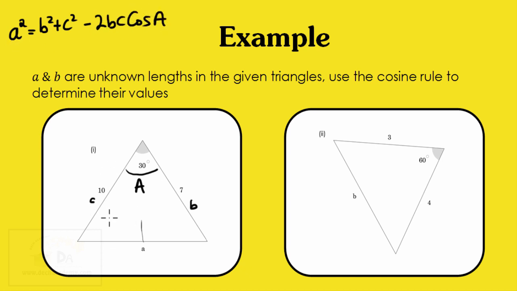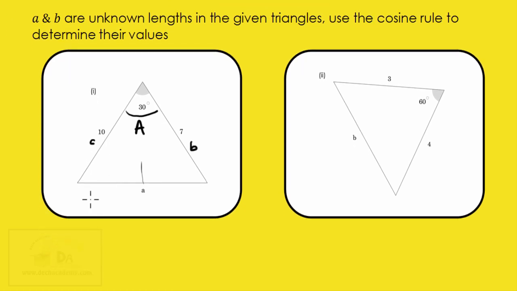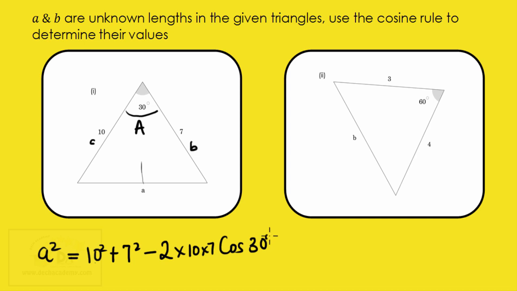So applying the cosine rule to this particular triangle gives us the following equation. A squared is equal to 10 squared plus 7 squared, so the sum of the squares of the other sides, minus 2 times 10 times 7 times the cosine of the angle opposite to this side, which is 30 degrees, so the cosine of 30 degrees.